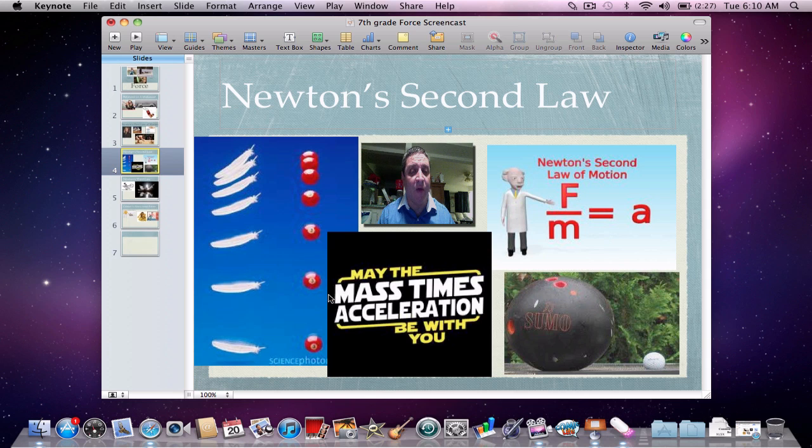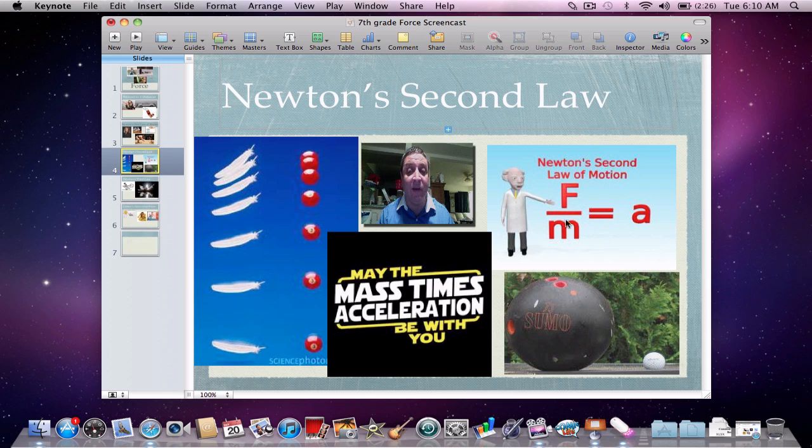Okay, so that's acceleration. Force equals mass times acceleration. May the force be with you. May the mass times acceleration be with you. All right. Another way to rewrite that is acceleration, which is what we're really looking for, is force over mass. So if the numerator goes up while the denominator stays the same, if the mass hasn't changed, if I move that with more force, I accelerate it by that same value. So if I double the force, I double the acceleration. Force and acceleration are directly proportional.